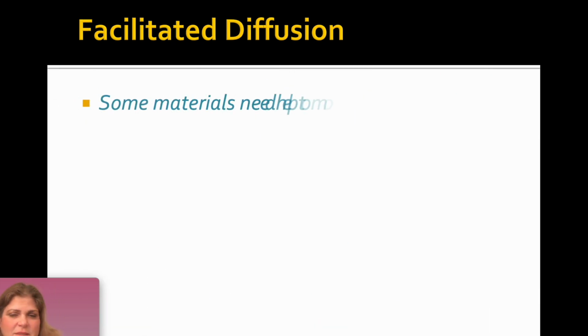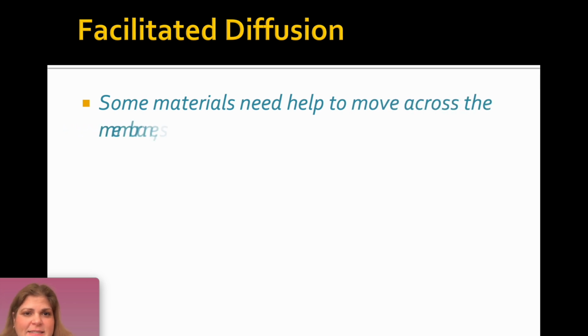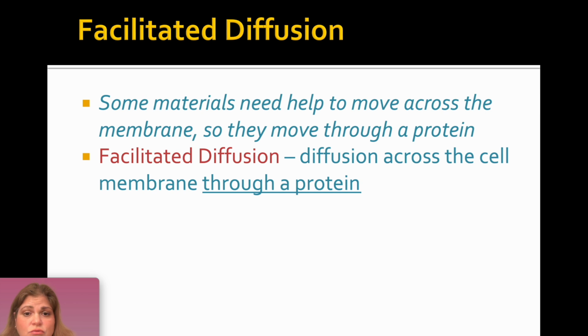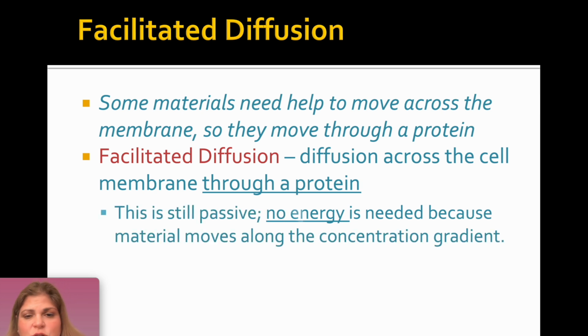To facilitate something simply means to make it easier or to help, to make something happen. So facilitated diffusion is when materials need help diffusing. In this case, it's through a protein. So it's exactly the same thing, except it's diffusion through a protein. Just like plain old simple diffusion, it's still passive transport. It still needs no energy. It's just they're going through a door rather than just going through as if there was no boundary at all.